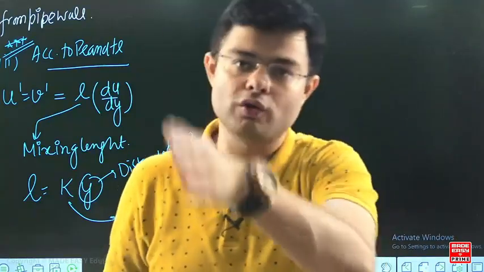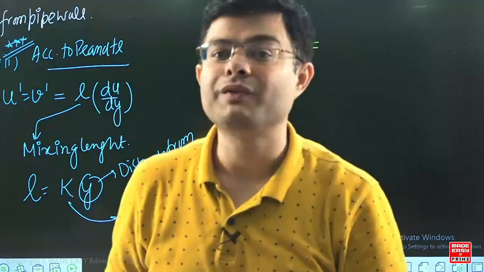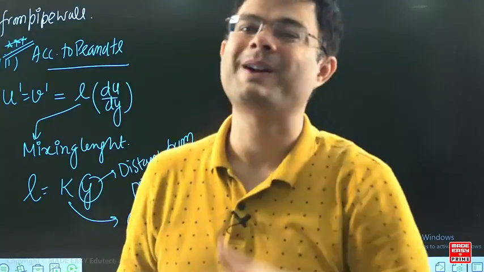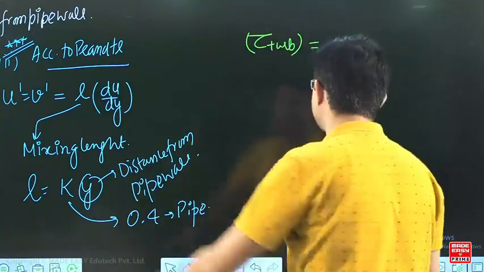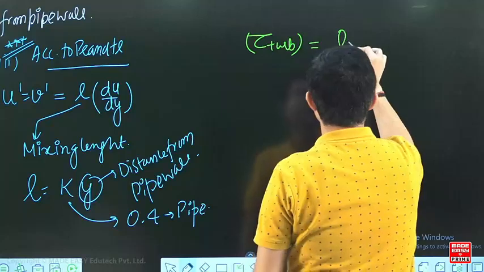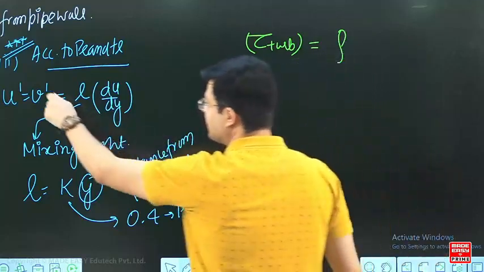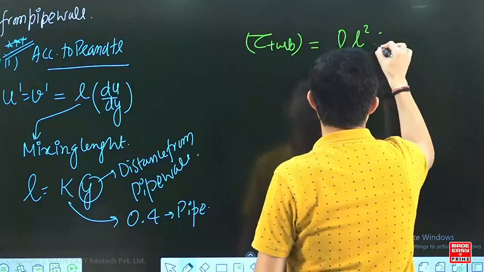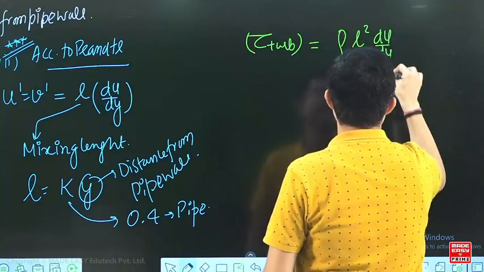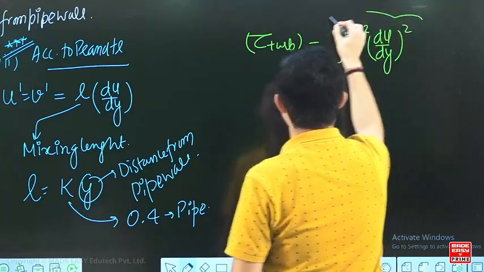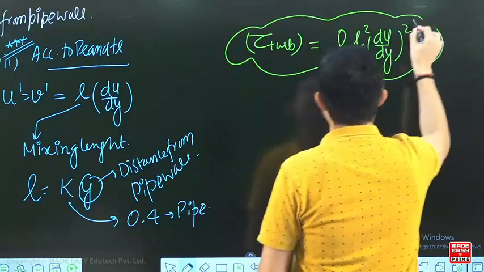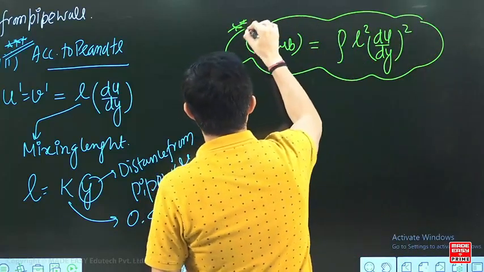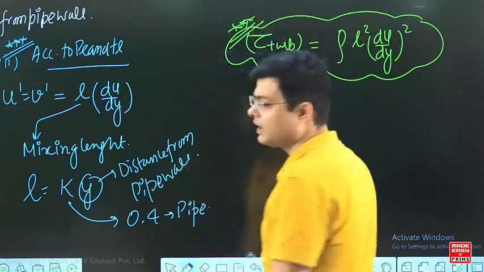It was given by Reynolds, rho u dash v dash. But the value of u dash v dash was found out by Prandtl. So ultimately, the shear stress is rho u dash v dash, and the value of u dash v dash was found to be the same, so it becomes rho L square (du by dy) whole square. This is a very, very famous formula, and you have to remember it by heart.